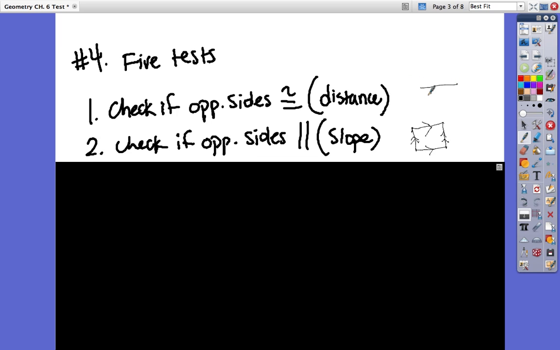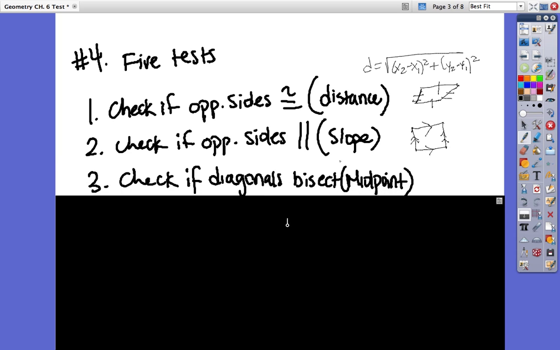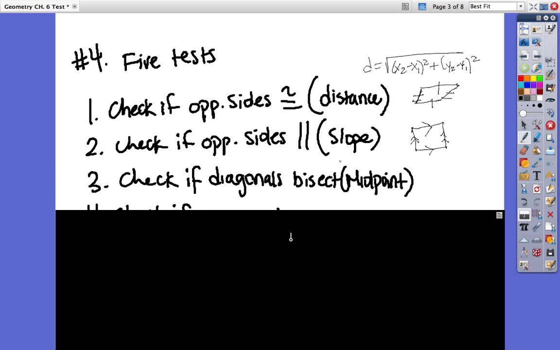And over here, for the parallelogram, the opposite sides have to be congruent. So if this side is congruent to this side, and this side is congruent to this side, it is a parallelogram. And you use the distance formula. If you recall, it's D equals the square root of x2 minus x1 squared plus y2 minus y1 squared. You did not have to provide the actual formula, but you had to say which formula was needed in order to perform the test.